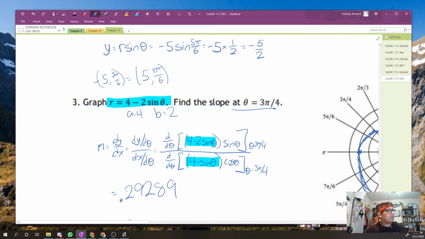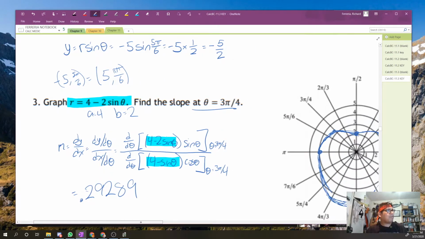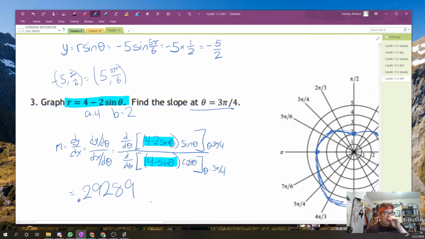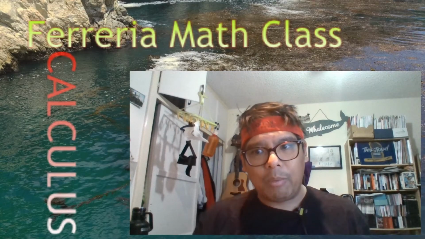0.29289. Did we predict that from our curve? Kind of. Clearly, this curve should have been going up still a little bit more, but that is that small value of a slope that I was talking about. So I think this is a win, right? It's a win.